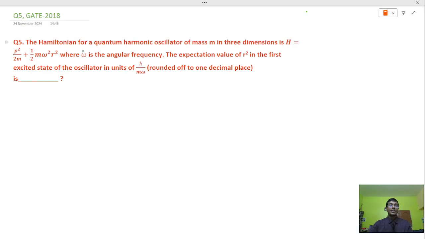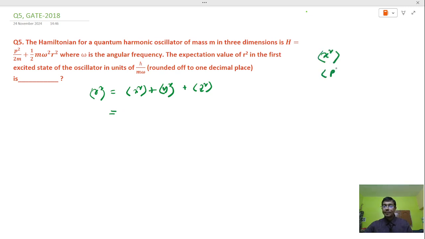So basically here the question is that the Hamiltonian for a quantum harmonic oscillator of mass m in three dimensions is p square by 2m plus half m omega square r square, where omega is the angular frequency. The expectation value of r square in the first excited state of the oscillator, in units of h cross by m omega, would be what? So basically we have the r square expectation value is the x square expectation plus y square expectation plus z square expectation, and we did earlier the expectation value of the harmonic oscillator in the form of position and momentum.